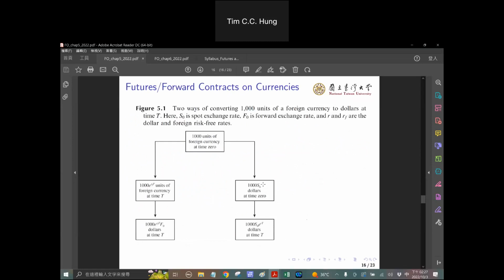So this is actually quite interesting because this is something that relates to what you have probably learned in your international finance class, the covered interest rate parities. So what is it about?